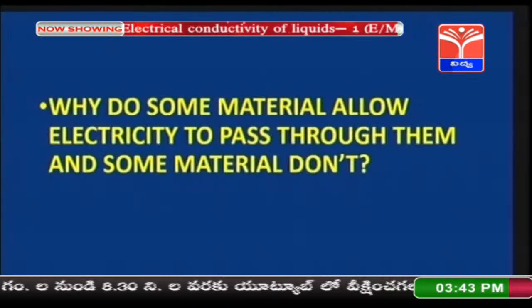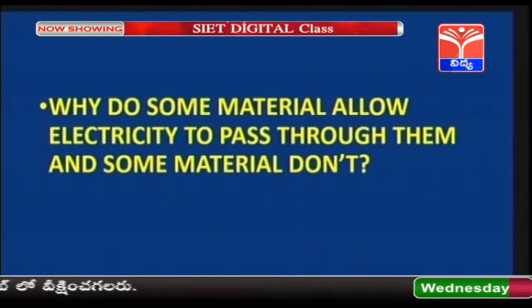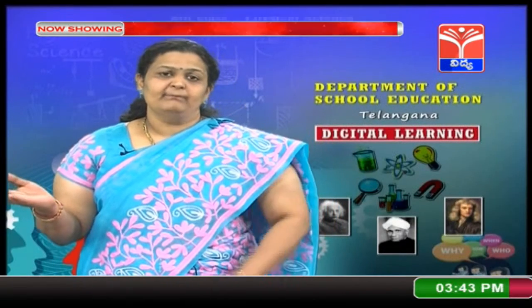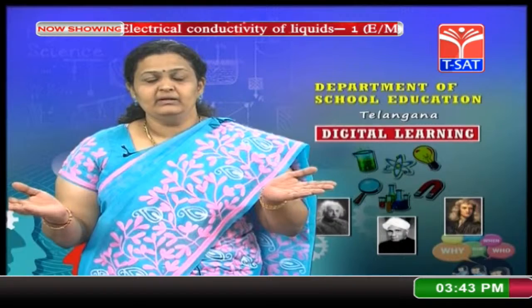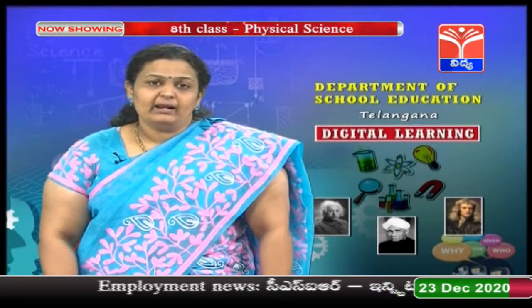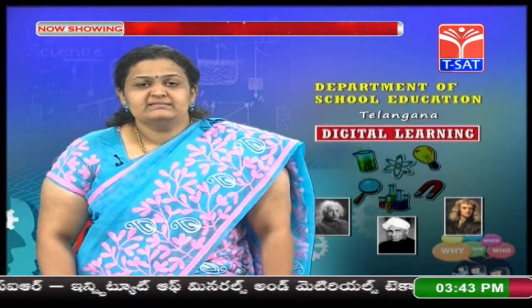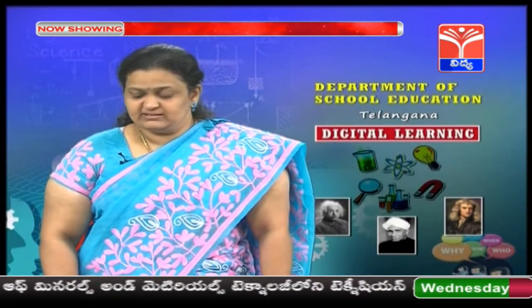So, why do some materials allow electricity to pass through them and some materials don't? This is the question, children. We have seen now that there are good conductors of electricity and bad conductors of electricity, right? There are some materials which immediately allow current to pass through them and some materials that are not at all allowing current to pass through them. So, what is the reason? What is the difference between these substances?